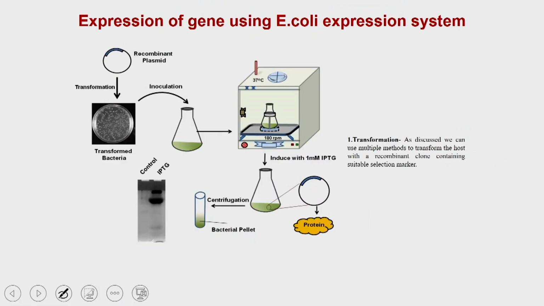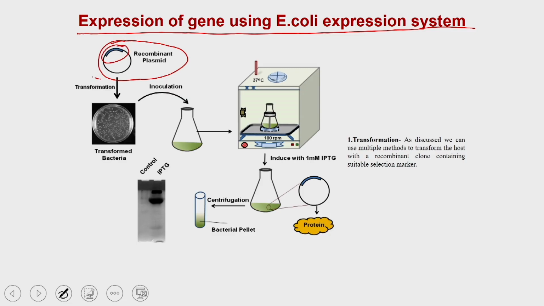Now, let us discuss how to express the gene using the E. coli expression system. What are the different steps? In step 1, you are going to produce the recombinant plasmid which contains your foreign gene. The first step is the transformation, which means you are going to deliver this recombinant plasmid into the bacterial system, and then you are going to screen for your transformed bacteria.